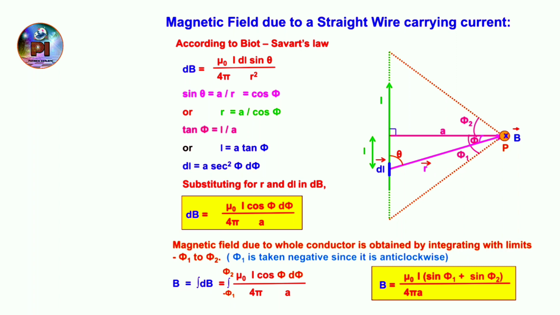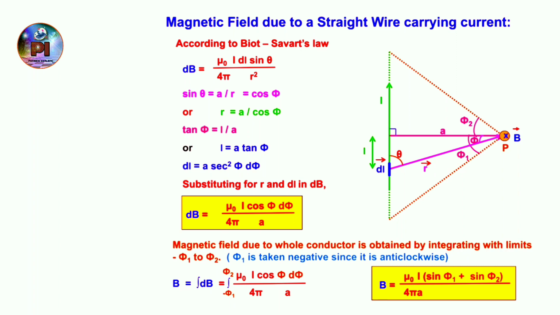Now the end points of the wire, which is infinitely long, we are joining to the point P, and we need to find the magnetic field due to this current carrying wire at this point P.